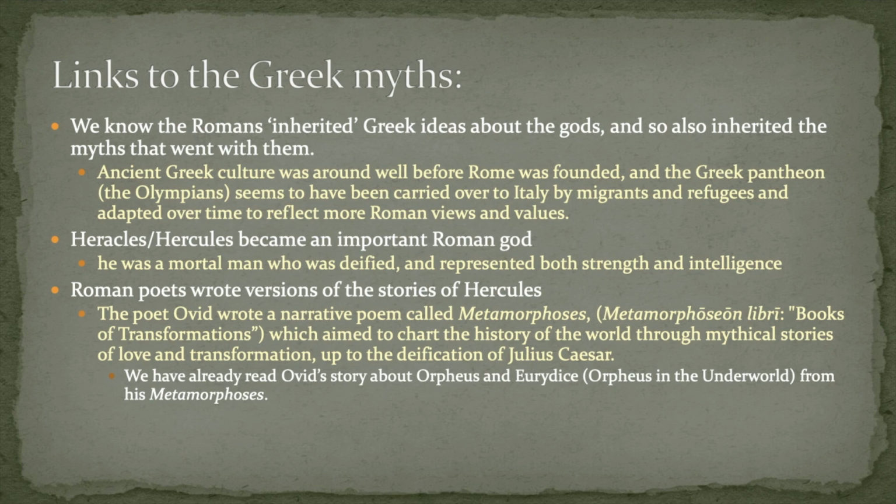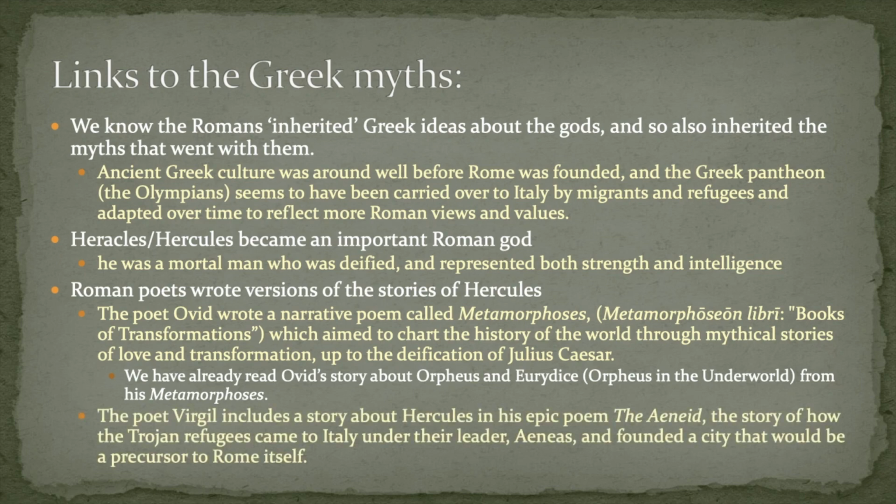But Orpheus does try. The poet Virgil also writes about Hercules. Virgil wrote the epic poem The Aeneid, another piece of Augustan period poetry. And this was the story of how the Trojan refugees came to Italy under their leader Aeneas and founded a city that would be a precursor to Rome itself. So it's rather like the Iliad Part 2, only it's very anti-Greek in its sentiment.